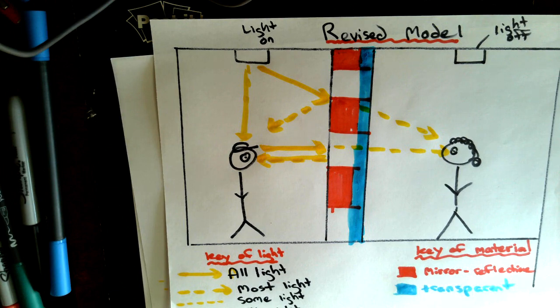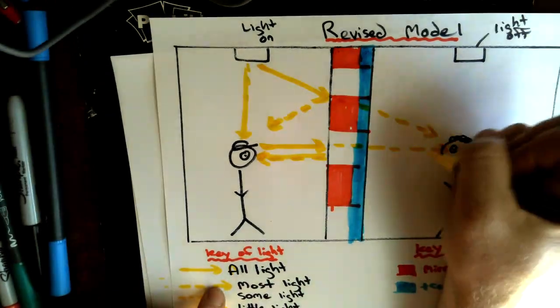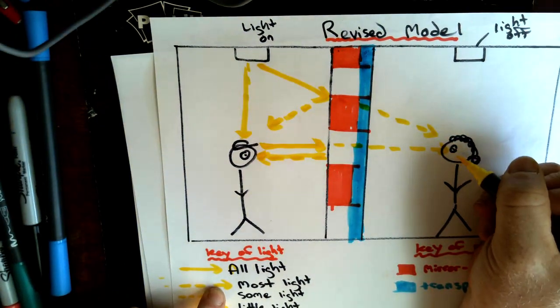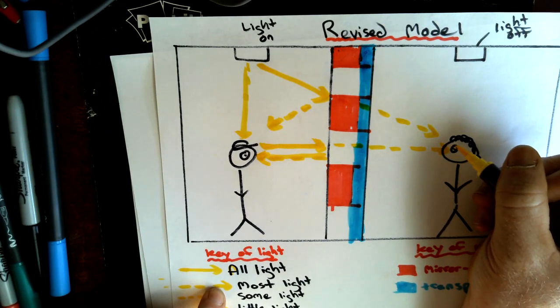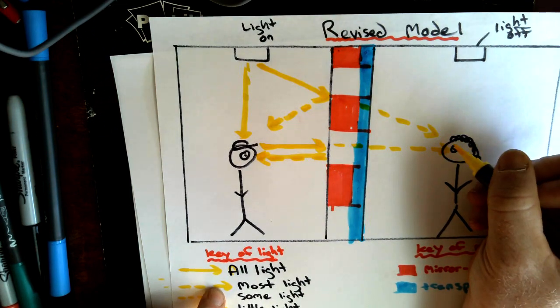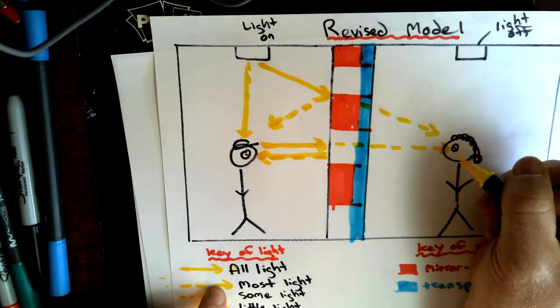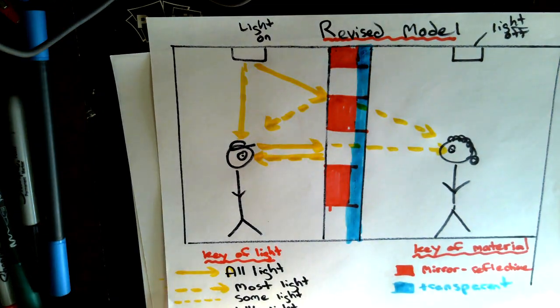Now, let's go even further. When these paths of transmitted light hit this teacher, they're not just going to stop. In fact, they're going to bounce off the teacher or reflect off the teacher back toward the one-way mirror. So how can we represent this?